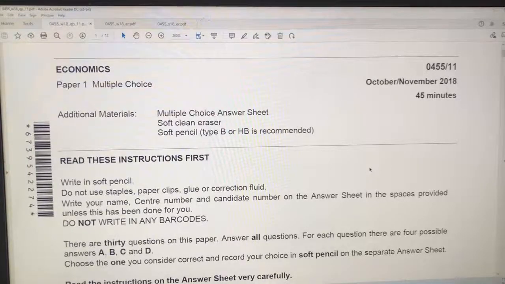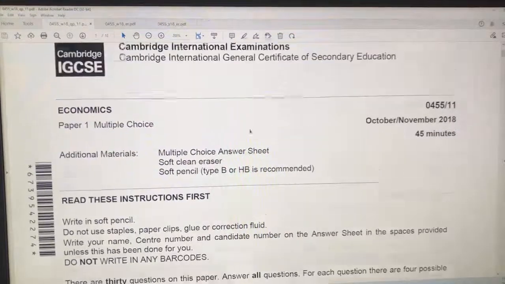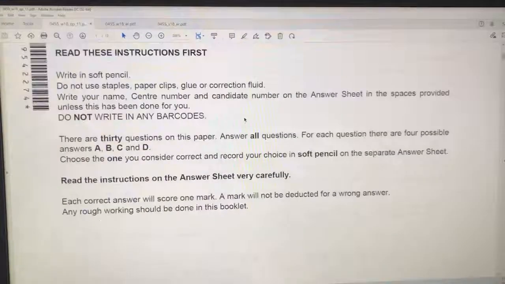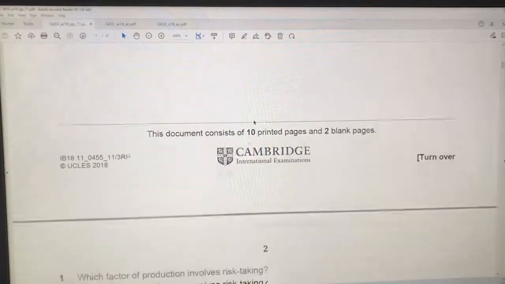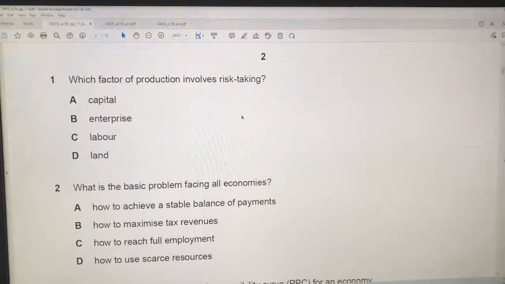So let's do winter 2018 question paper 11. This is IGCSE multiple choice questions. And first we have factor of production. Which factor of production involves risk taking? That's enterprise. Maybe this is an easy question.